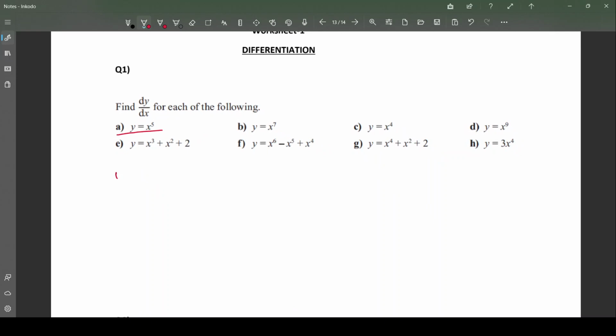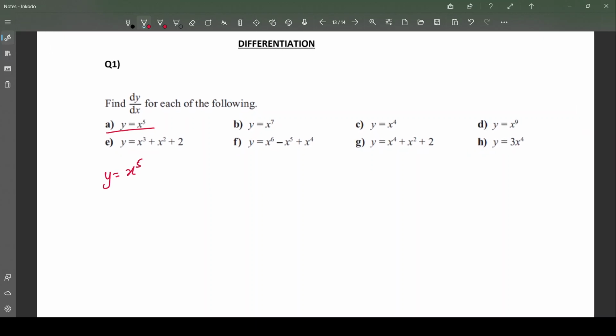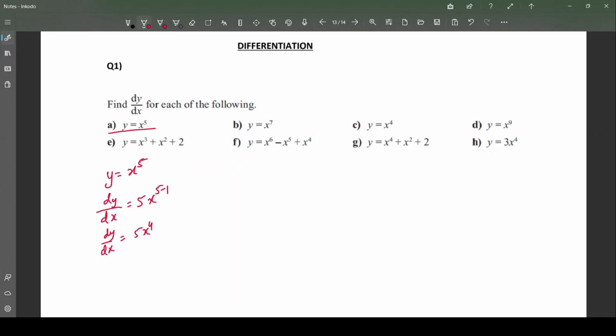It says the function is x raised to power 5. So if I differentiate this with respect to x, dy by dx will be equal to this 5 will come in front and x to power 5 minus 1. So in this function we just put this 5 in front and subtracted 1 from it. So what will be the final answer? Differentiating with respect to x, we got the answer as 5x to power 4. I believe you understood.